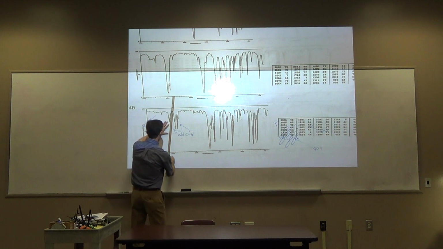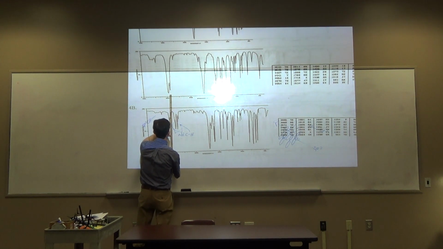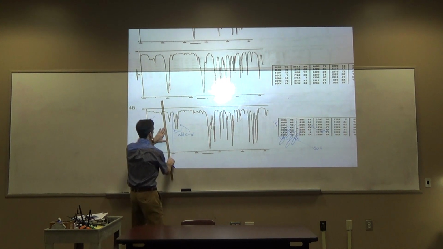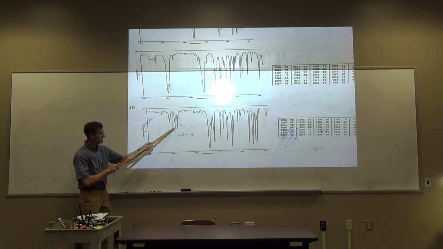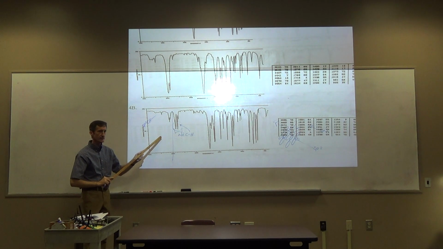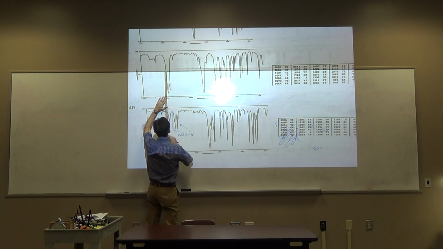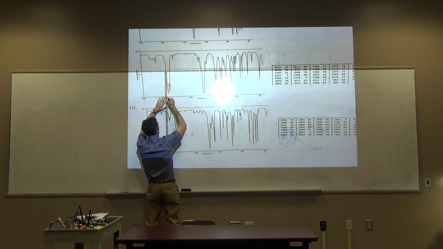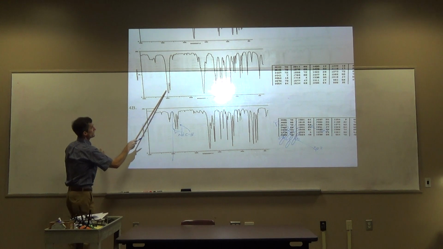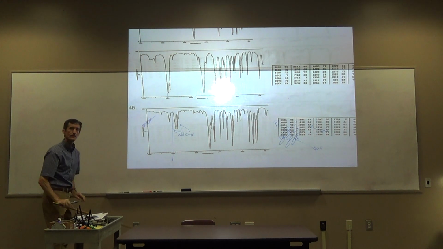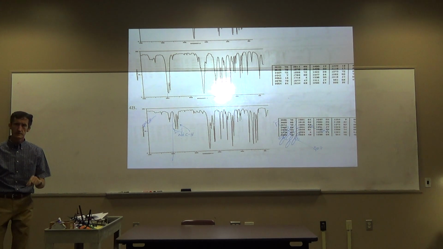Because if you draw the 3000 line, you see how that's a little bit more to the right of the 3000 line? Usually sp3 CH is right up against it. You see how this is more up against it? It's very close.